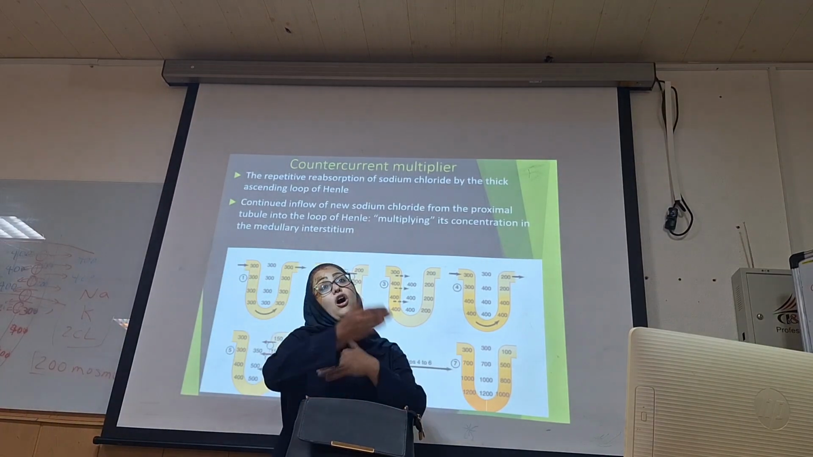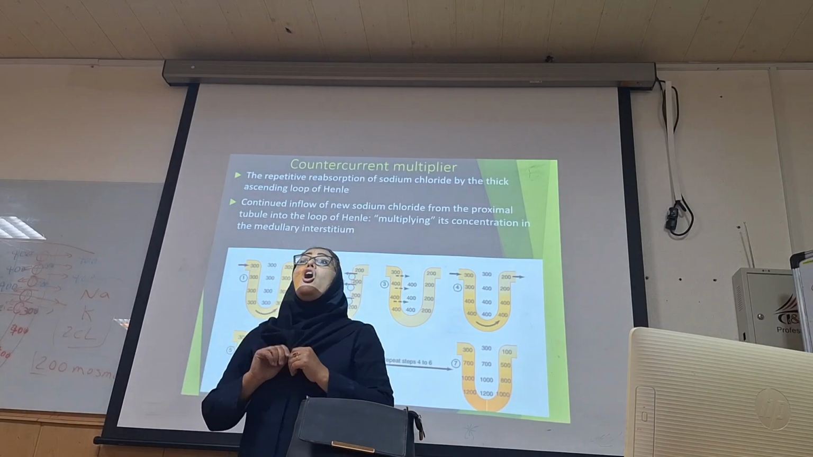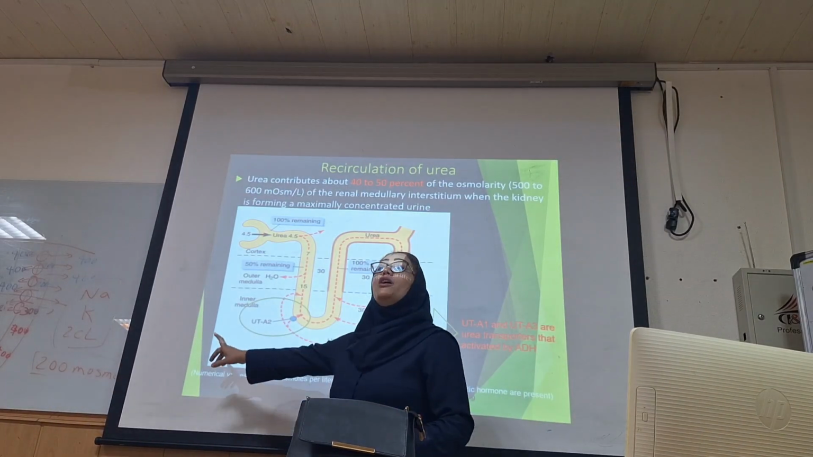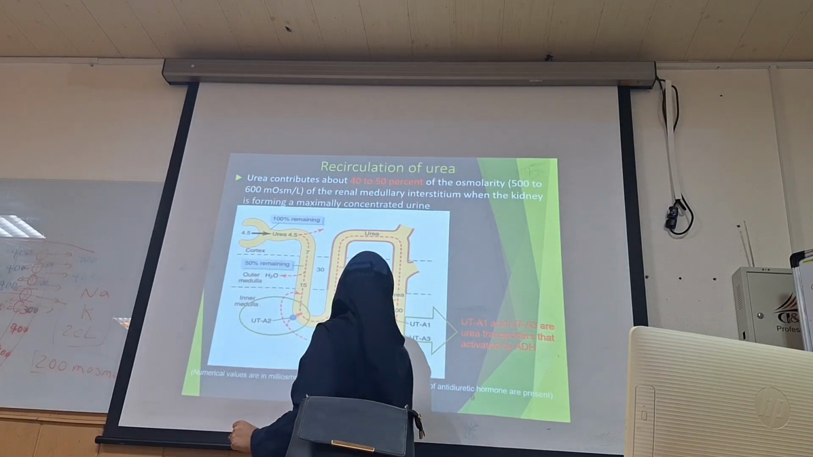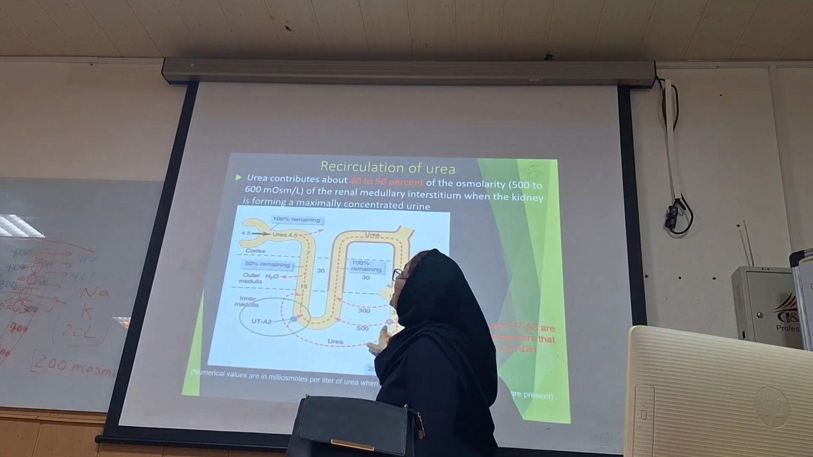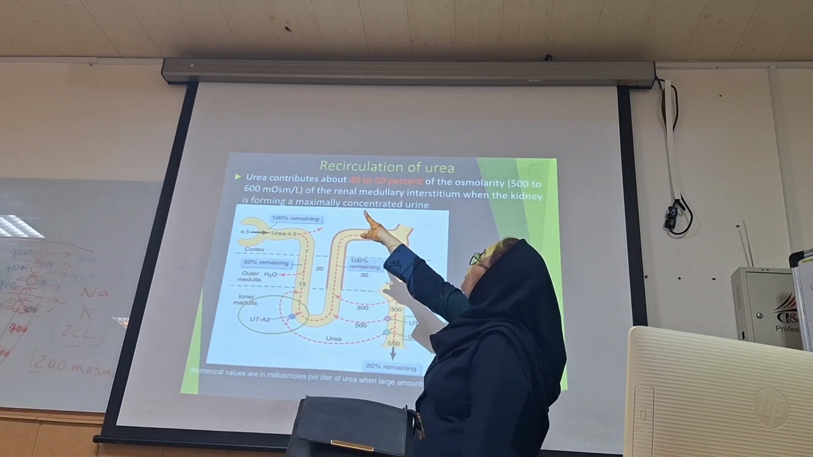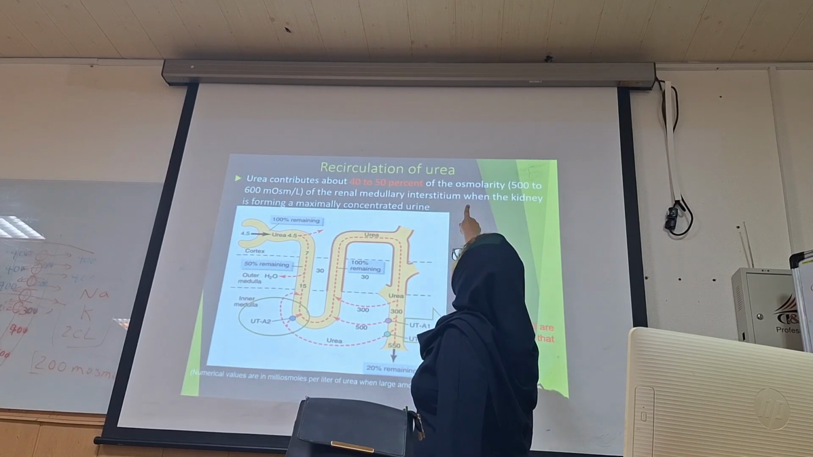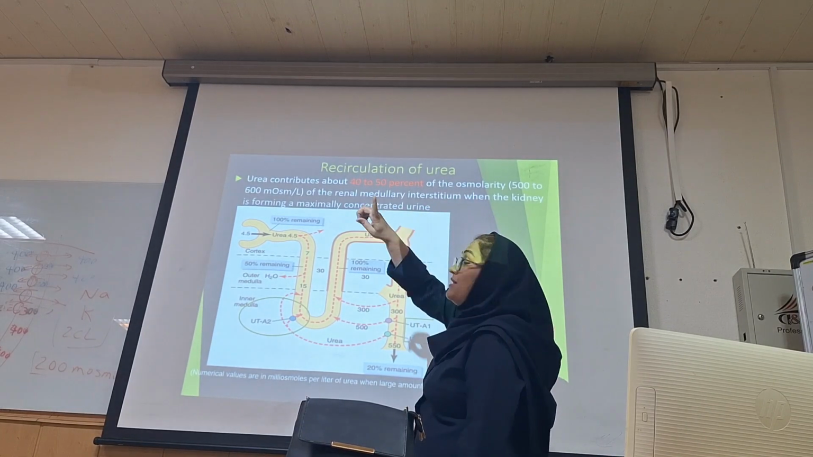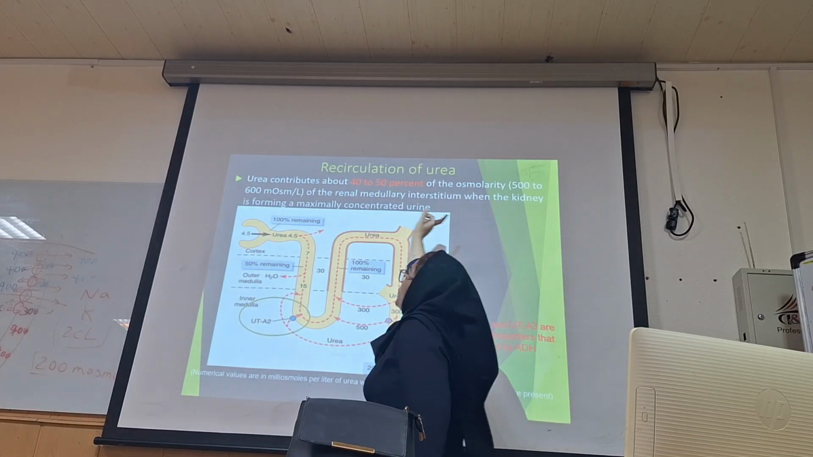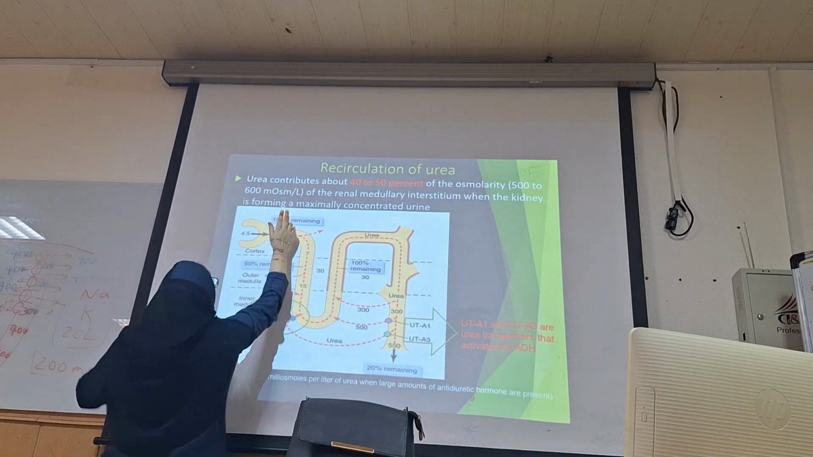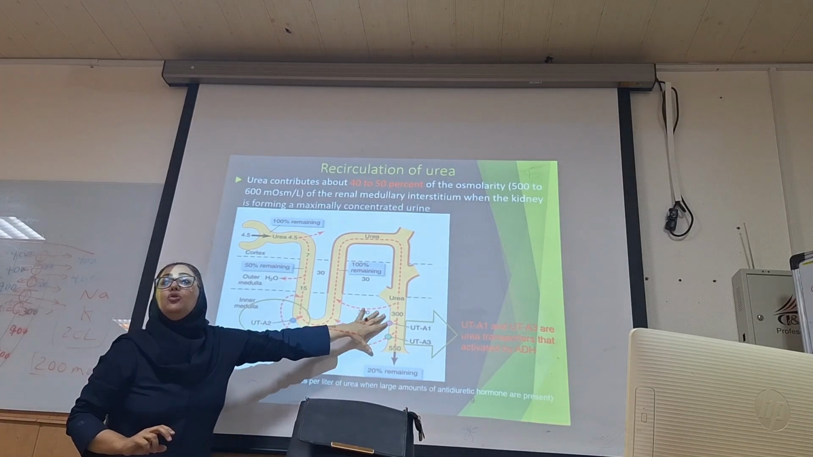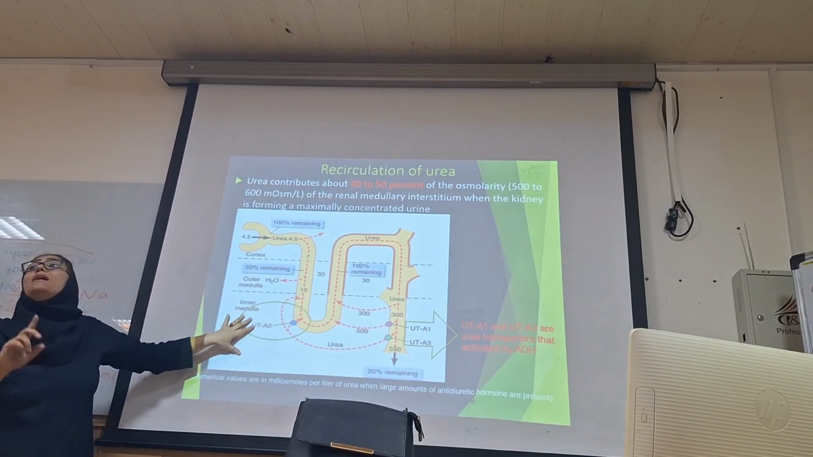And the other 600 milliosmol is provided by urea accumulation. Got it? As you can see, urea contributes about 40 to 50% of the osmolarity. It means 500 to 600 milliosmol per liter is from the accumulation of urea in the inner medulla.